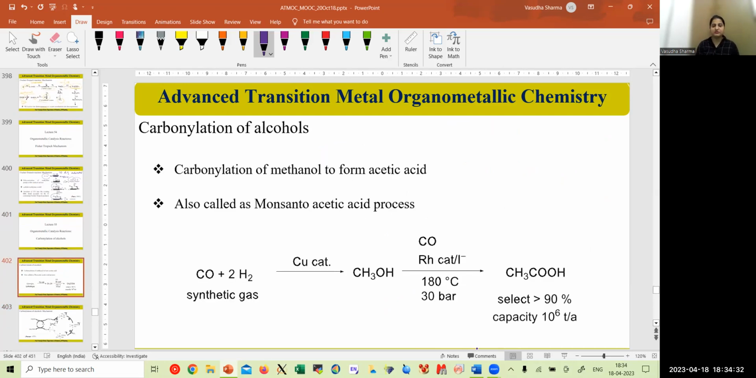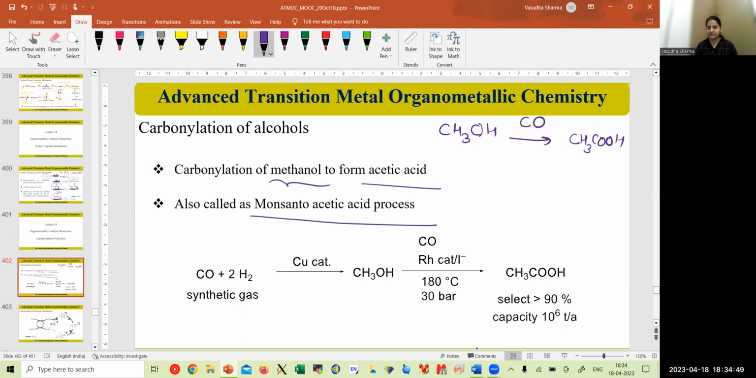So carbonylation of the alcohols, that means methanol to acetic acid. So we have CH3OH going to CH3COOH with the involvement of carbon monoxide. This is also called the Monsanto acetic acid process. We are using synthesis gas, which is carbon monoxide and H2.